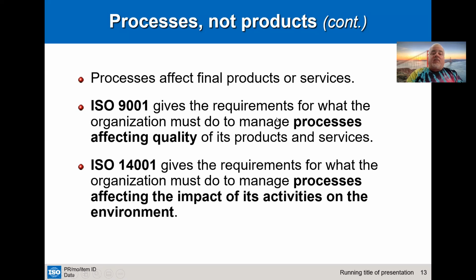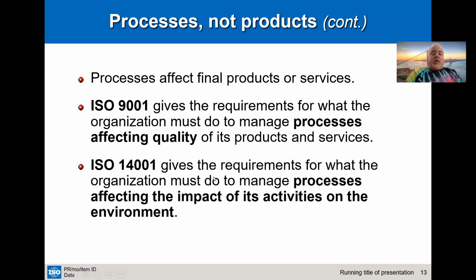ISO 9001 gives the requirements for what the organization must do to processes affecting quality of the products and services that are being provided. So there are standards. It says you must be doing these things. Your organization must have management processes in place that follow a certain set of rules, of steps, of ways of going about doing business that focus on quality and or environmental protections.